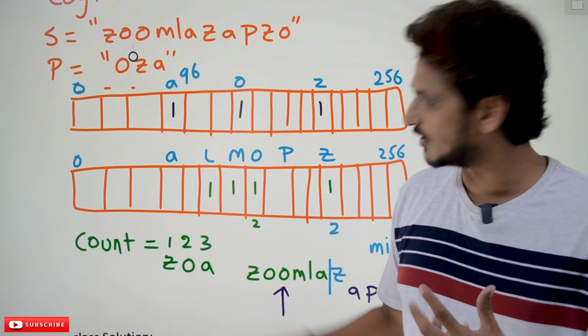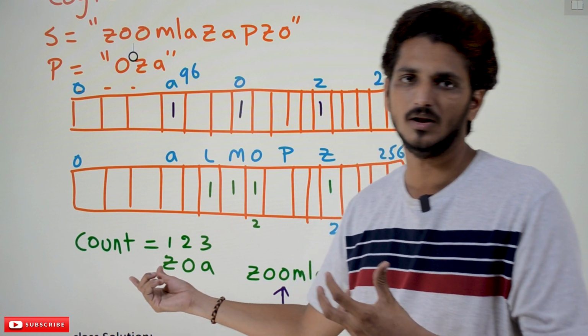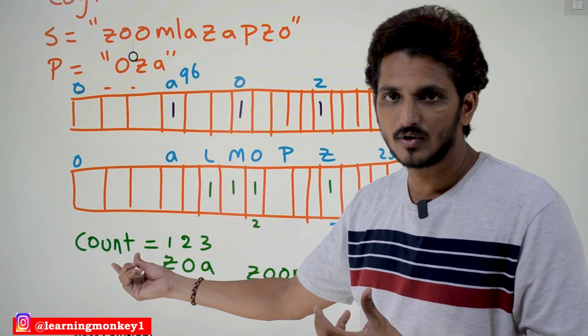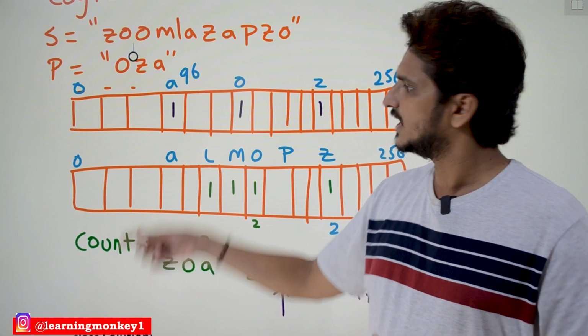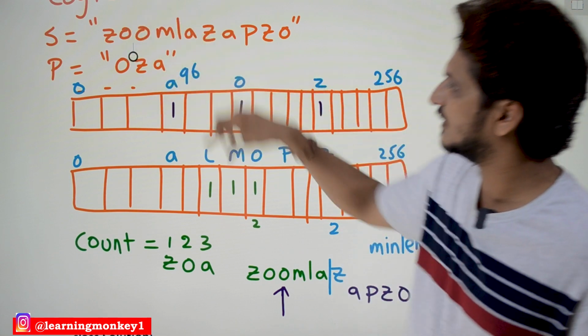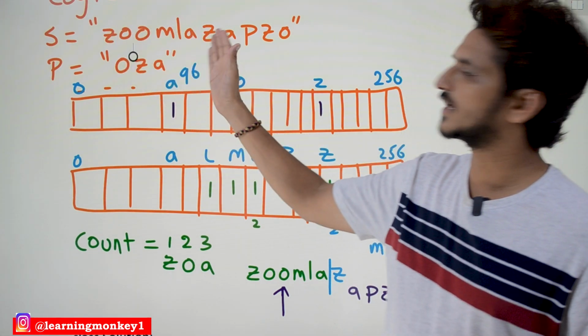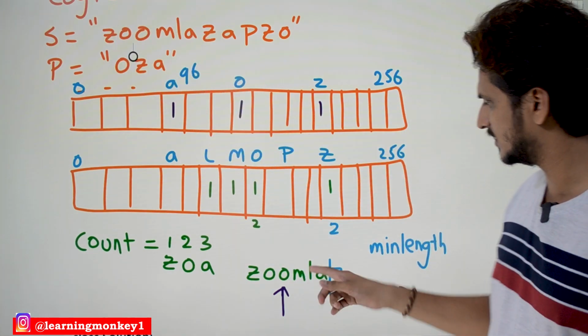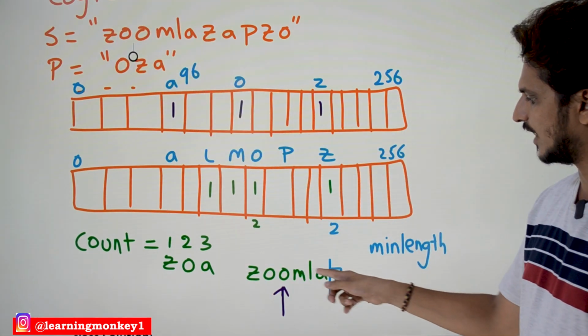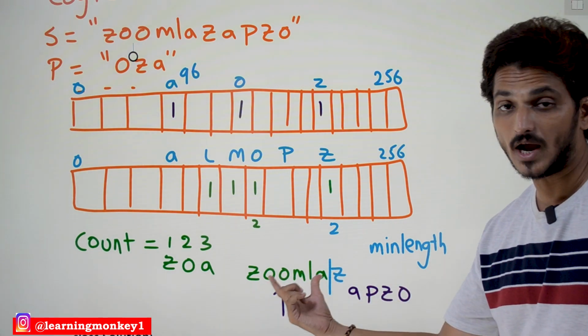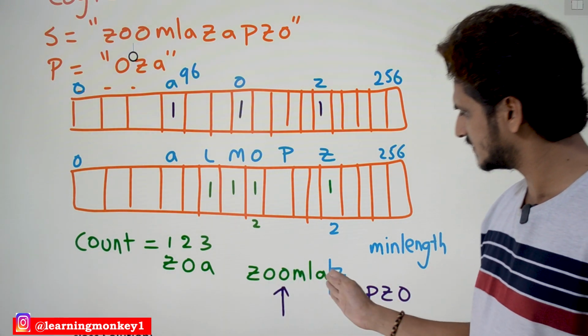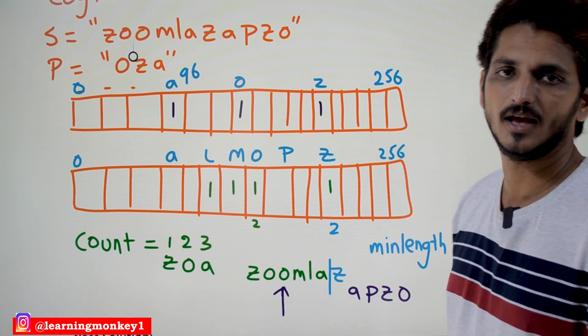What's the meaning of this count? Why are we using this count variable? We are using this count variable to identify that P has been obtained in our substring. So up to here, all the characters have been obtained. This has been written here: Z, O, O, M, L, A. This is the window we identified. This is the starting index, and we are at this position A.